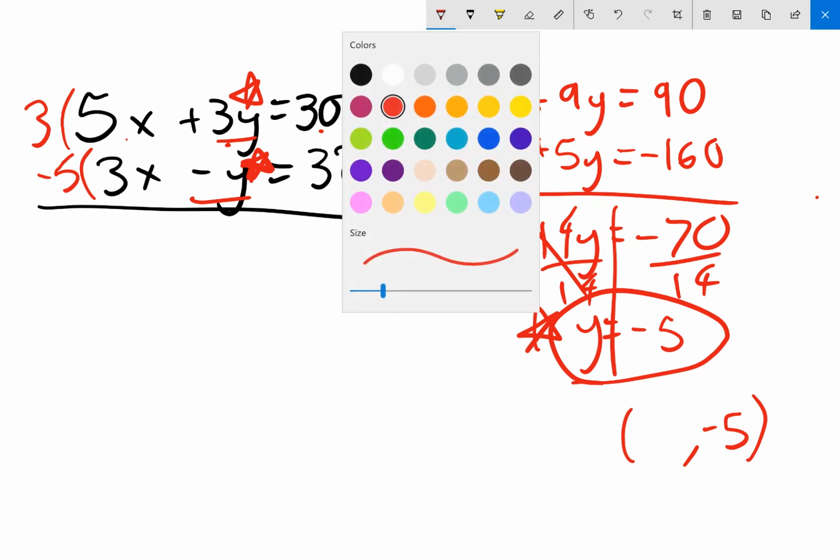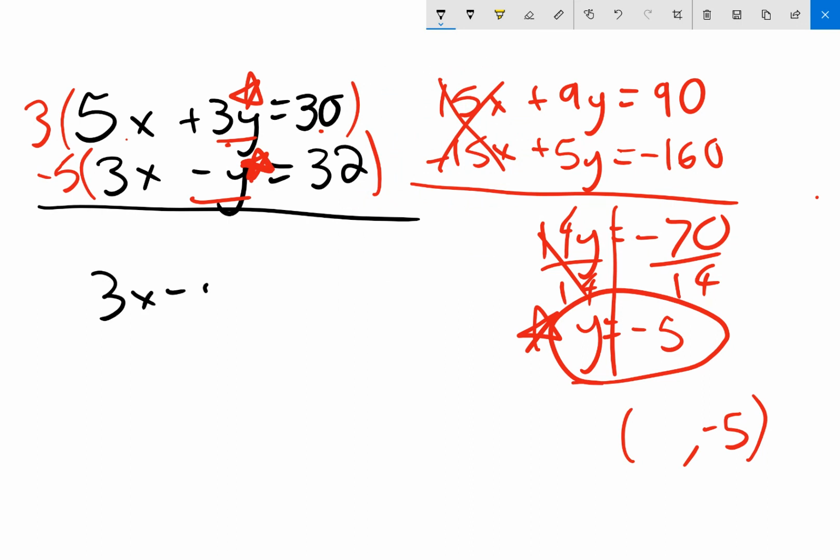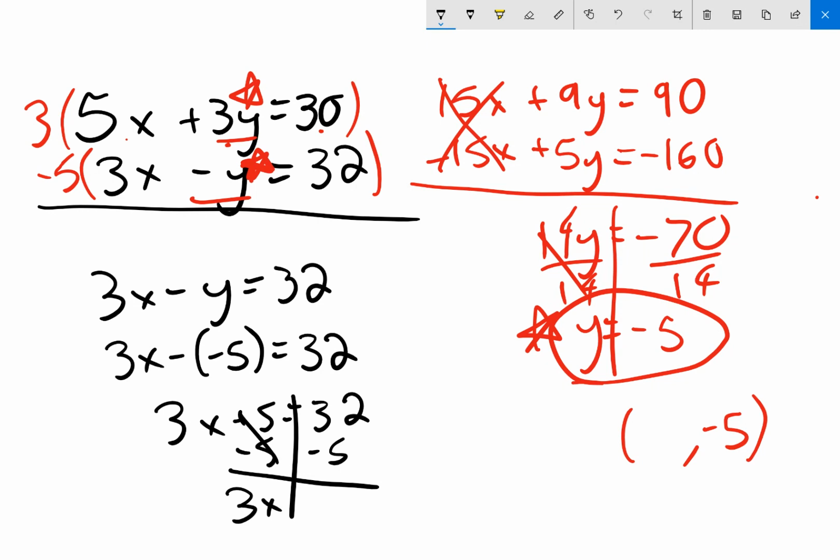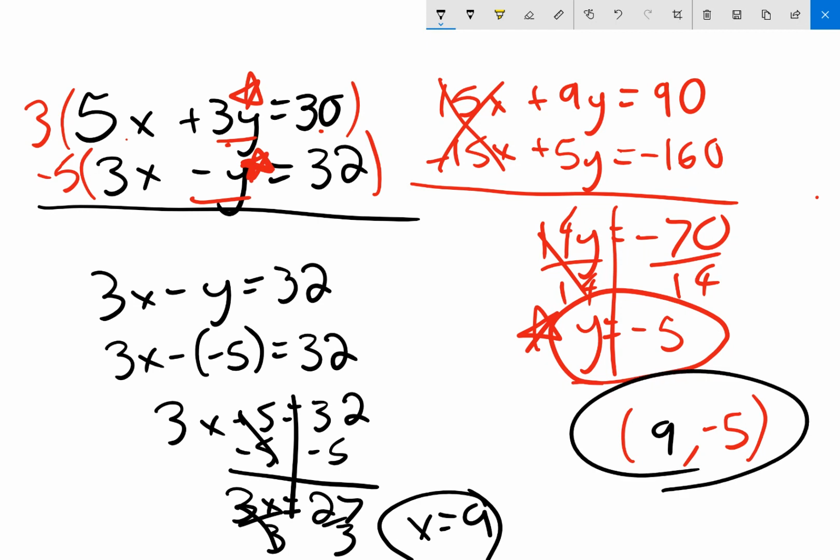So the bottom equation is 3x minus y equals 32, right? But I'm going to plug in negative 5 for y. So this would be 3x minus negative 5. You've got to be careful if you do this, because it's a minus and then I'm subtracting a negative number. That's why I put the parentheses there. So this would really be 3x plus 5 equals 32. Now subtract 5. This gives me 3x equal to 27. And then when you divide by 3, you get x equal to 9. So my answer, x is 9 and y is negative 5. So my answer is that ordered pair.